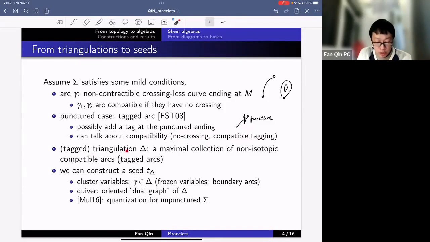Now, a tagged triangulation, or simply a triangulation, is a maximal collection of non-isotopic arcs which have no crossing between each other. Starting from a triangulation, we can construct a seed. So the cluster variables are simply the arcs inside the triangulation. The quiver is the oriented graph, and Müller has introduced the quantization of this seed for the unpunctured case.